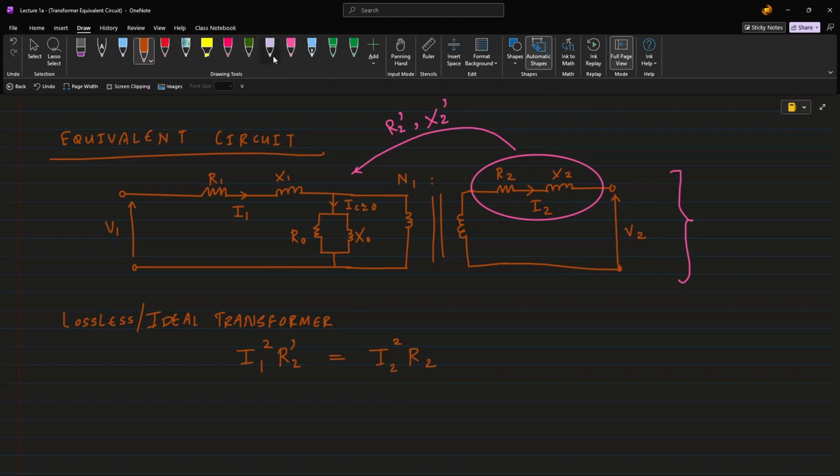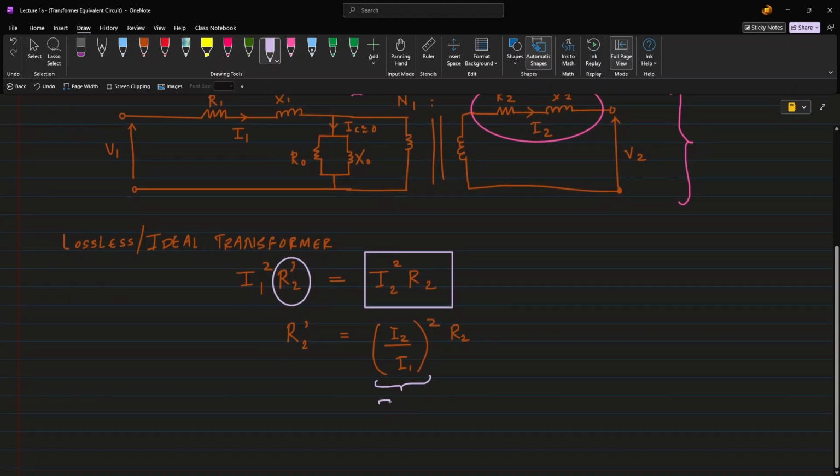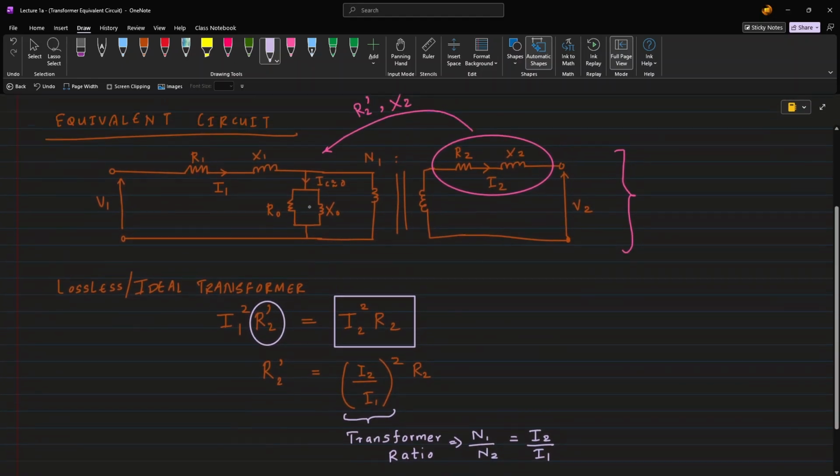So if we look at this carefully, we have now found an equivalent resistance R2 dash on the primary side that would dissipate the same power as R2 would on the secondary side. Hence, we can now find the resistance R2 dash in terms of secondary side resistance R2 as shown. This term here is the transformer ratio, which can be expressed in terms of the number of turns on the primary side and the secondary side, as well as the currents.